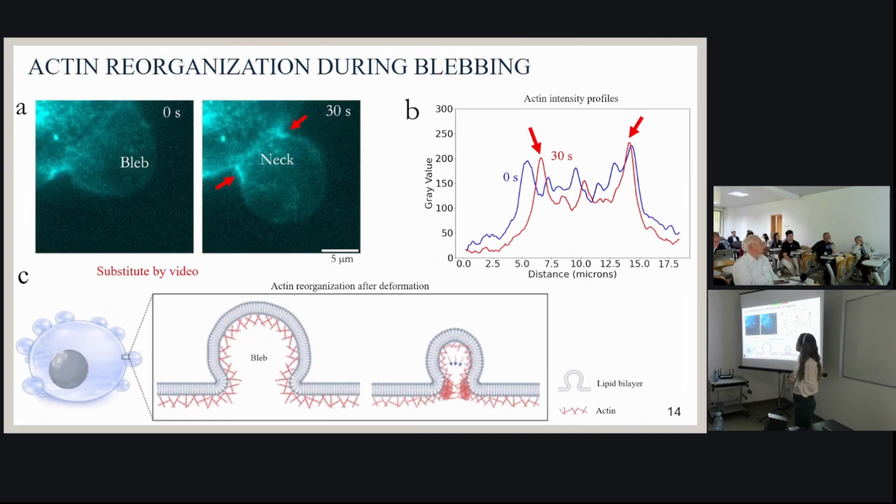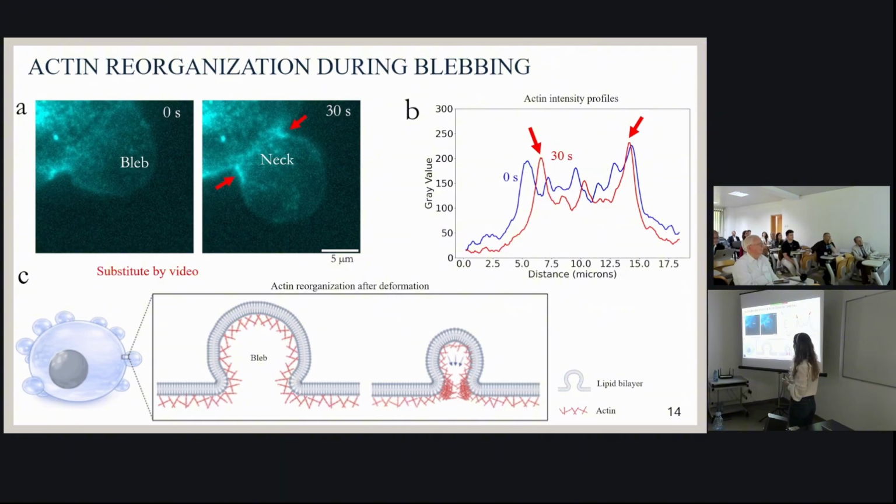Then we wanted to understand how actin reorganizes during this process of blebbing. At the beginning we can see here in image A that the actin is diffuse, broadly distributed. This is more clear in the video, but here I only have the photos. It's very clear that more or less after 30 seconds there starts to be an accumulation of actin at the base of the bleb. And this pattern is clearly shown by the intensity profile of actin, which peaks and becomes more defined after 30 seconds.